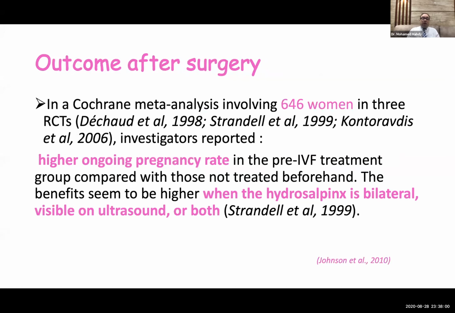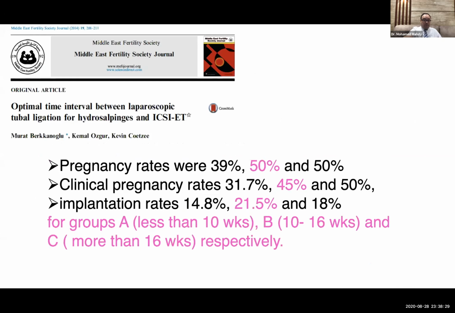Outcome after surgery in a Cochrane meta-analysis involving 646 women in 3 randomized controlled trials showed a higher ongoing pregnancy rate in the pre-IVF treatment group compared to no treatment. The benefit seems to be higher with hydrosalpinx which is bilateral and visible on ultrasound. So there is improvement after surgical correction of hydrosalpinx before IVF.